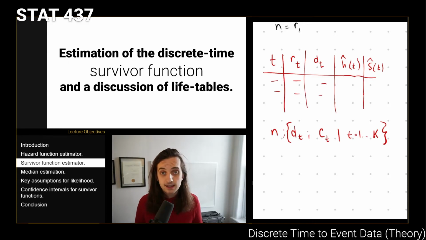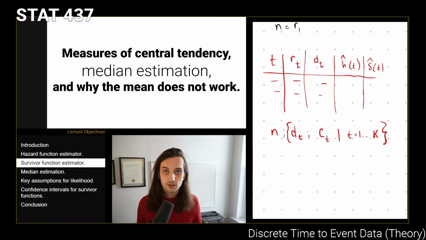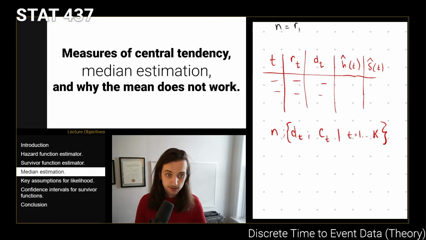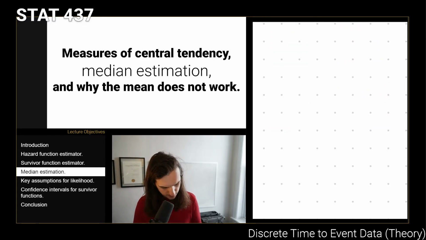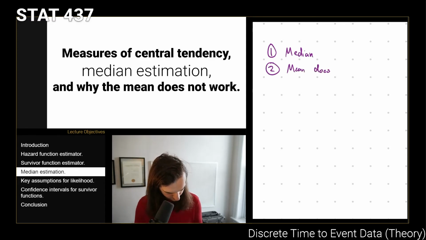The next piece that we talked about was this idea of measures of central tendency and trying to think about why the mean does not work. All right, so the 2 points that we want to make here are first, how we use the median, and then second, we want to talk about why the mean does not work. And so I'm actually going to go in opposite order here. I'm going to first start with the mean.